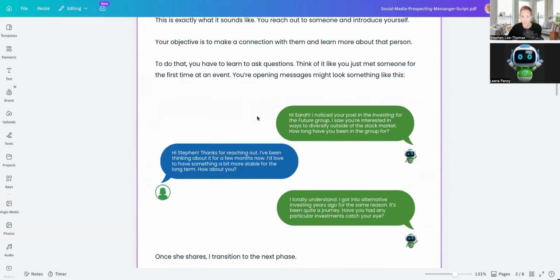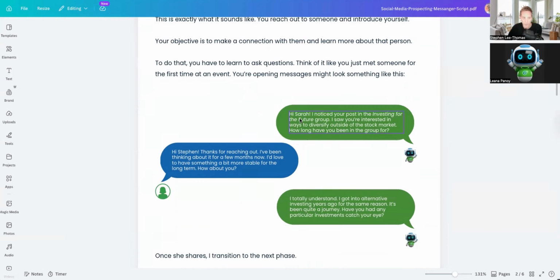So I'm going to give you an example. Let's say I join some group in Facebook or LinkedIn. "Hey, Sarah, I noticed your post in the investing for the future group. I saw you're interested in ways to diversify outside of the stock market. How long have you been in the group for?" Pretty non-confrontational, right?